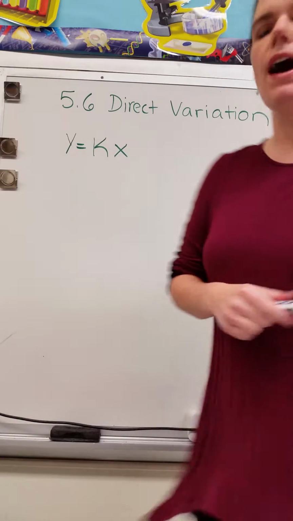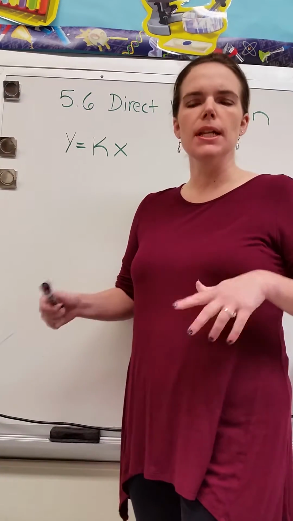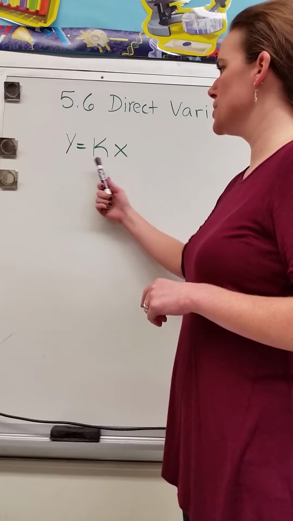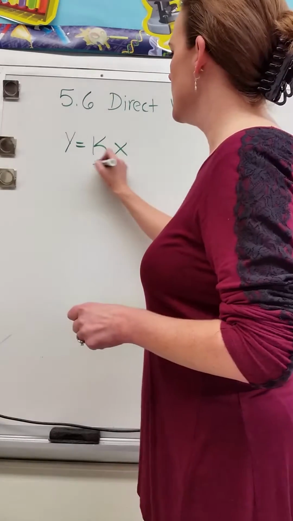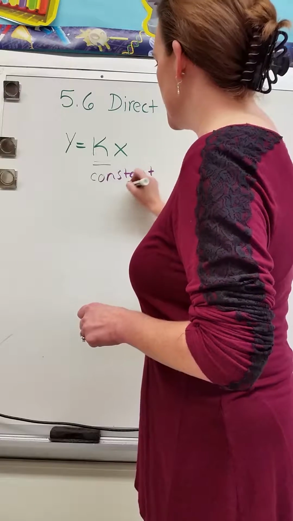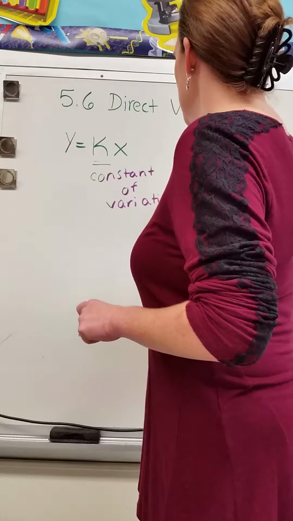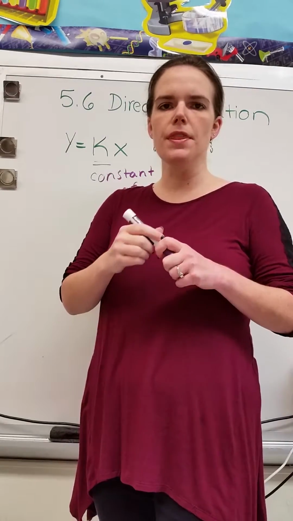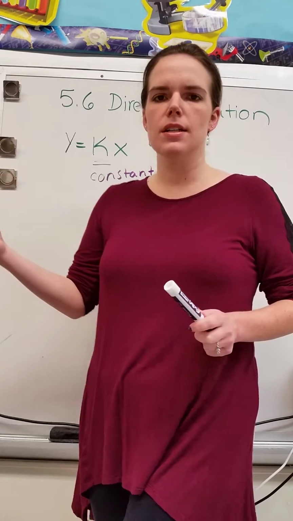This is section 5.6. It is direct variation. So the formula you always need to keep in mind for direct variation is this: y equals kx. And this k is called the constant of variation. Now, in layman's terms, what direct variation means is as one thing increases, the other thing also increases.